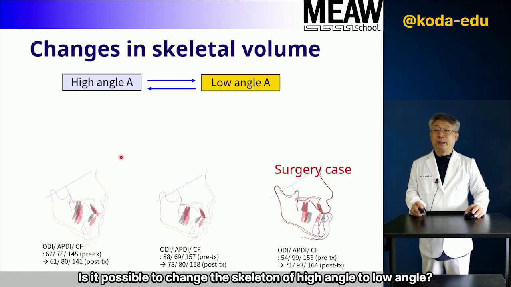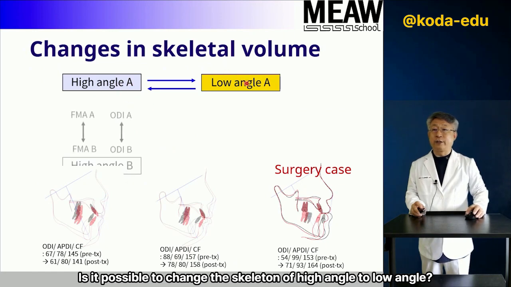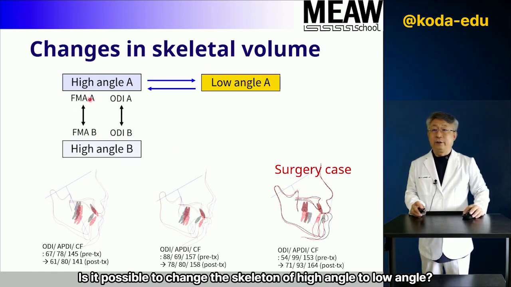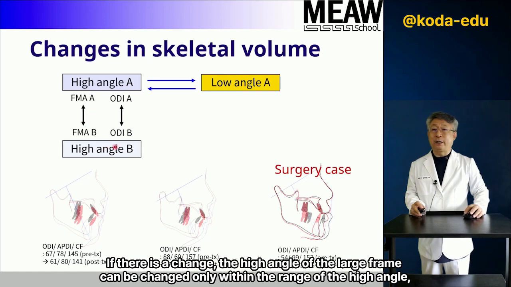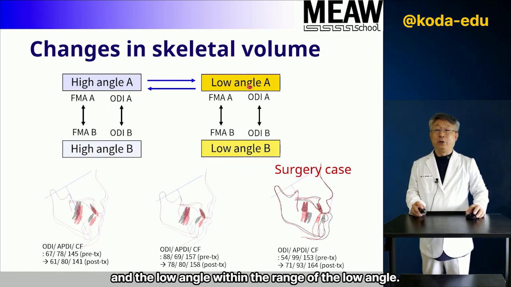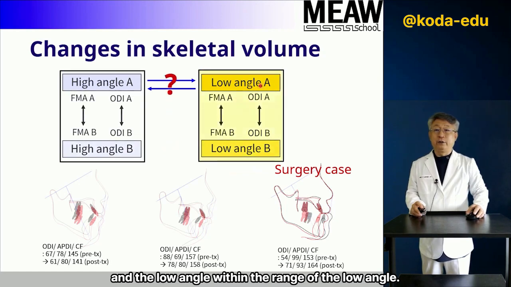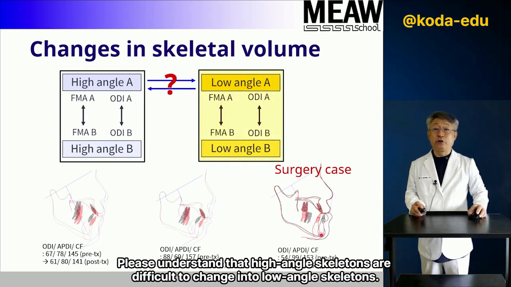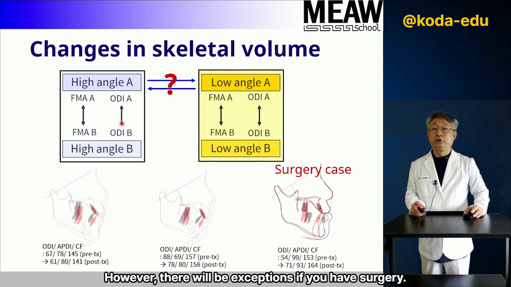Is it possible to change the skeleton from high angle to low angle? If there is a change, the high angle of the large frame can be changed only within the range of the high angle, and the low angle within the range of the low angle. Please understand that high-angle skeletons are difficult to change into low-angle skeletons. However, there will be exceptions if you have surgery.